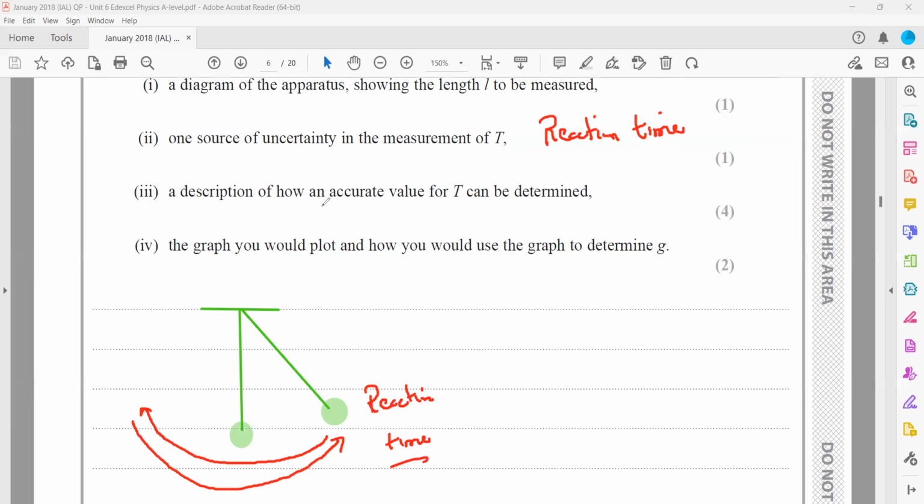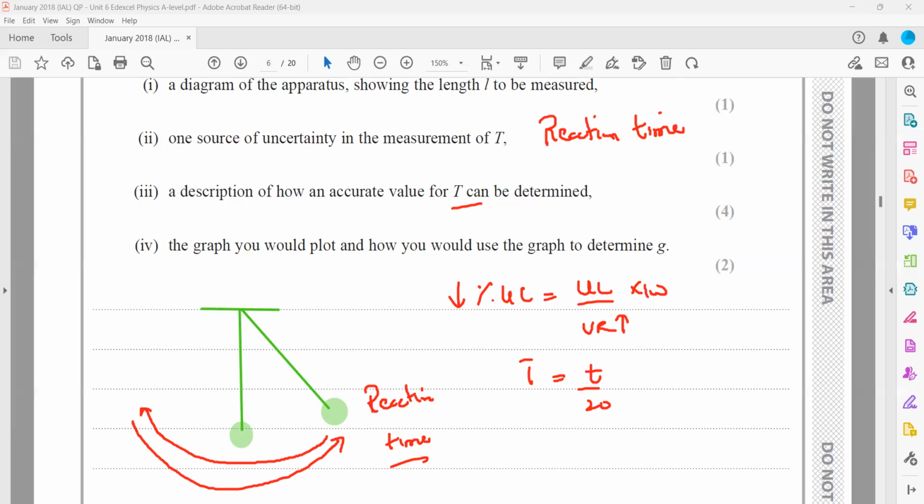A description of how an accurate value of time can be determined. So how can we measure time as accurately as possible? We cannot overcome this reaction time, but we can reduce the percentage uncertainty. What is the percentage uncertainty? That is the uncertainty divided by the value recorded, times 100. So instead of recording the time for one oscillation, we can record the time for 20 oscillations, and the total time divided by the number of oscillations gives us the time period. If we record a higher value, it will minimize the percentage uncertainty.